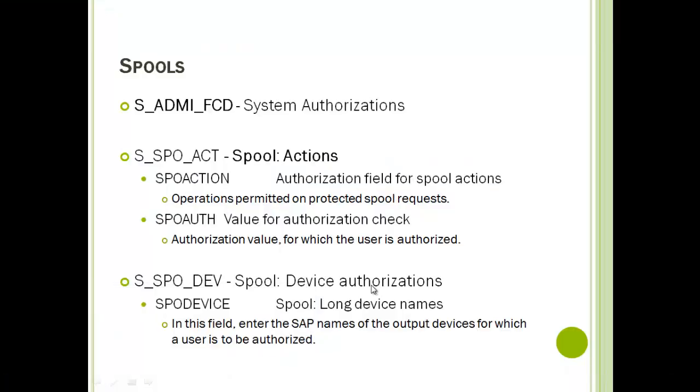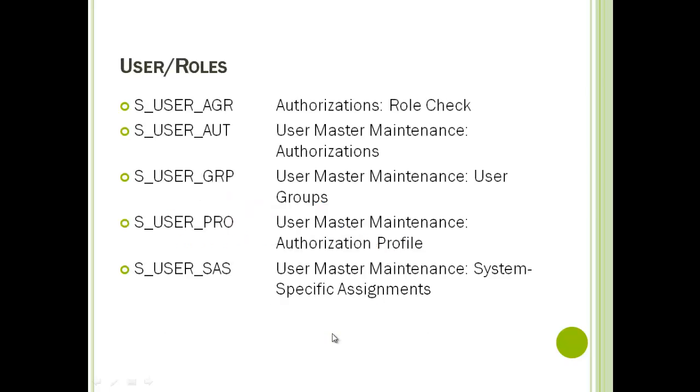Let's go to our presentation. We have seen spool act, we have also seen spool device to restrict the device authorization. Now let's come to users and roles. We have already seen these authorization objects. We are very well aware what we can do with these authorization objects. However, this is also a critical authorization object. The reason is the user administration is again a very critical authorization. As we have seen, using the 4-eyes principle or 8-eyes principle, you need to restrict this authorization, otherwise it can lead to some misuse of authorization.